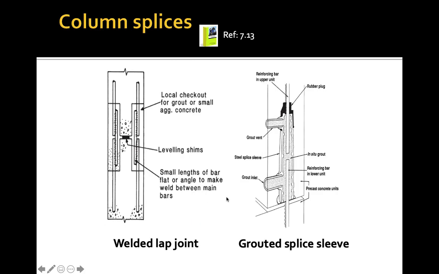Then we also have this welded lap joint. For this welded lap joint, we are going to have these bars that are welded together at the connections. Later, after it has been welded, it will be grouted, so this is almost similar to the grouted sleeves. Then we also have the grouted splice sleeve, where we are going to have the steel splice sleeve here.